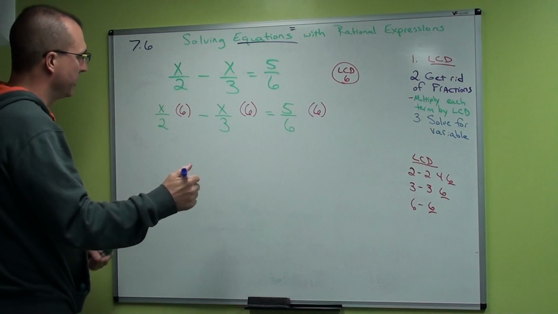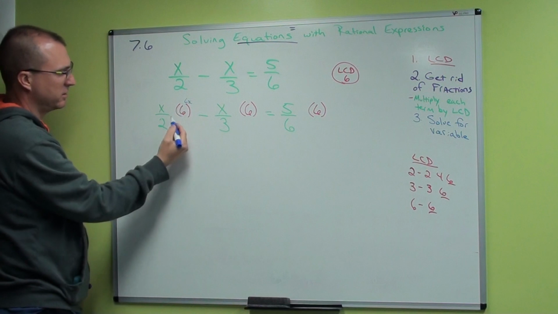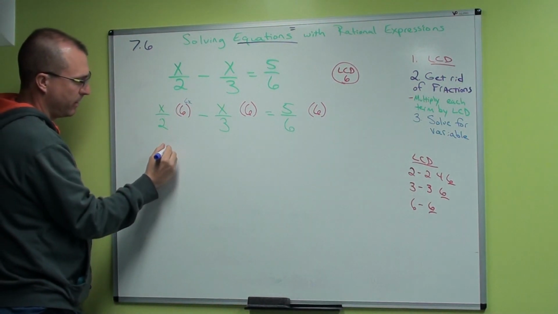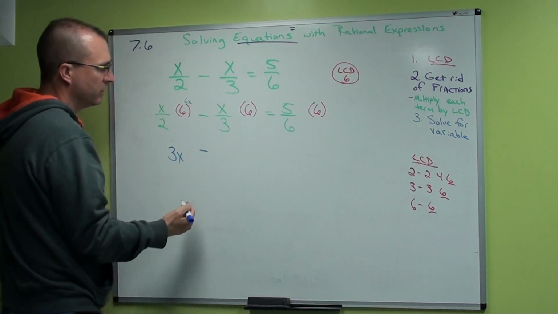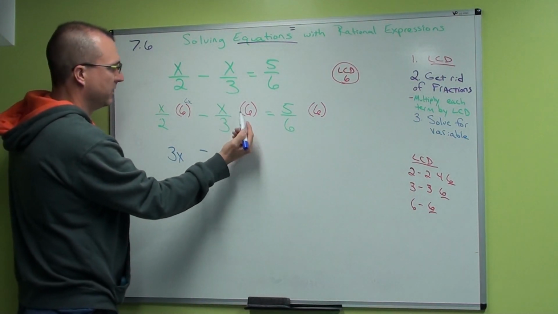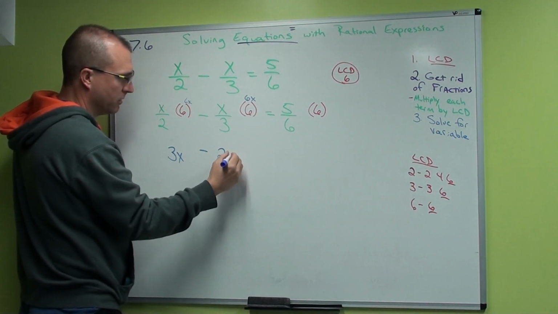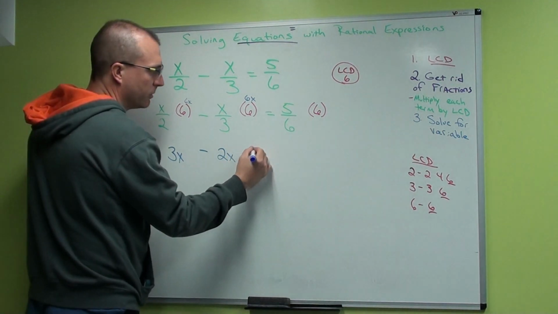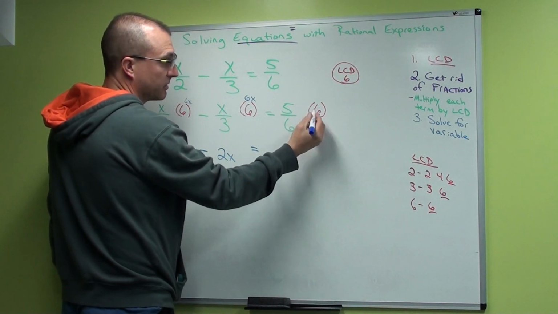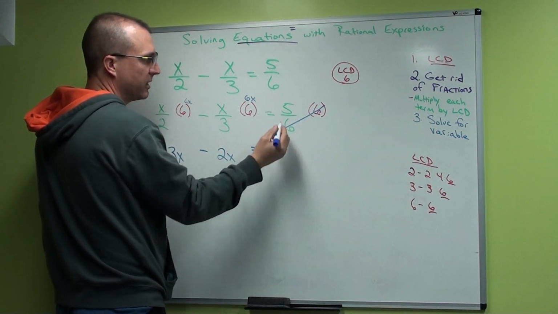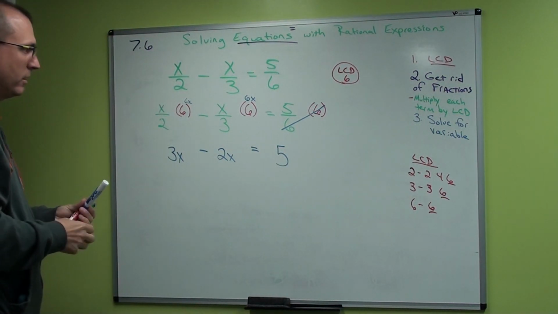Alright, just numbers. Here we go. x times 6 is 6x. 6x divided by 2 is 3x. Now we're going to subtract x times 6 is 6x divided by 3 is 2x. It equals 5, 6 times 6. Look, 6 is, that's perfect. They cross out. 5 falls down. Done. Now, combine like terms.